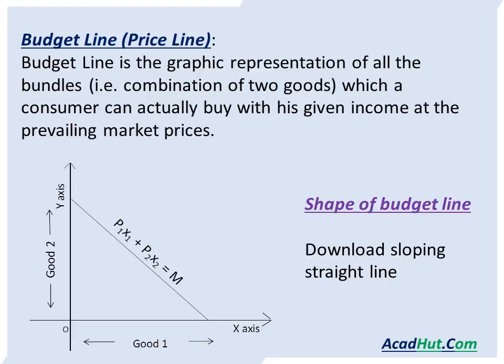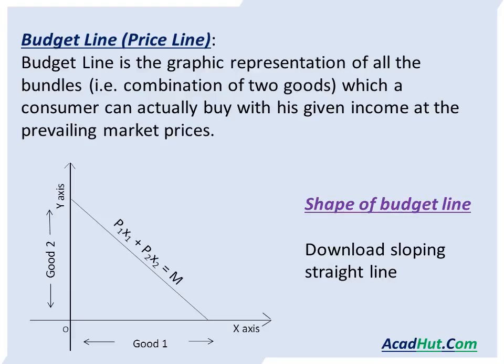Budget line is the graphic representation of all the bundles, that is combinations of two goods, which a consumer can actually buy with his given income at prevailing market prices. Kindly mention the word buy, because this is a buying concept. Now the same thing can be shown in the following diagram.